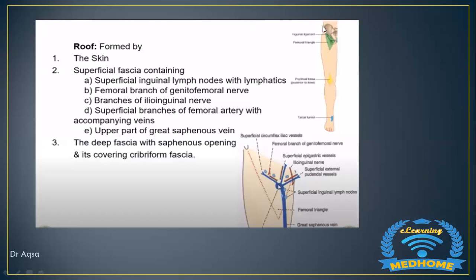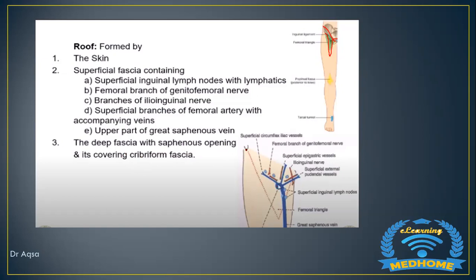You can also try to palpate your inguinal ligament. It runs from the anterior superior iliac spine to the pubic tubercle, and just below this is the femoral triangle. It contains superficial inguinal lymph nodes along with lymphatics, the femoral branch of the genitofemoral nerve, branches of the ilioinguinal nerve, superficial branches of the femoral artery with its accompanying vein, and the upper part of the great saphenous vein. We also have a deep fascia with the saphenous opening and covering, which forms the cribriform fascia.